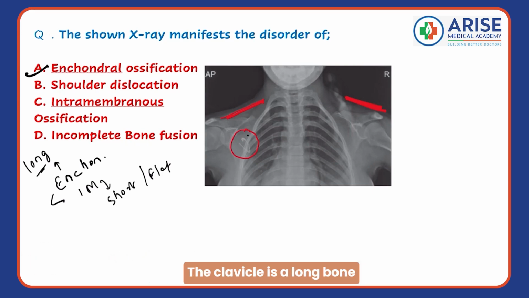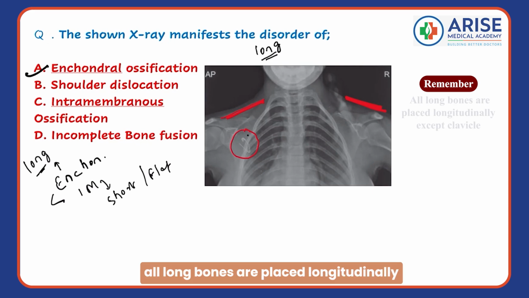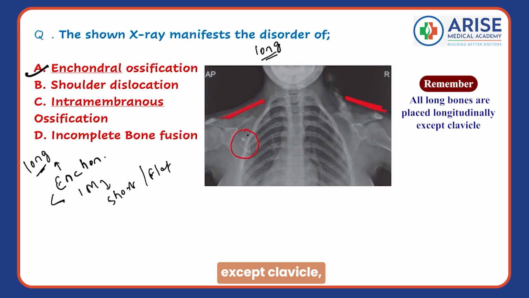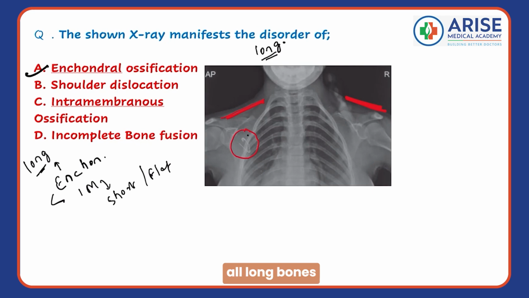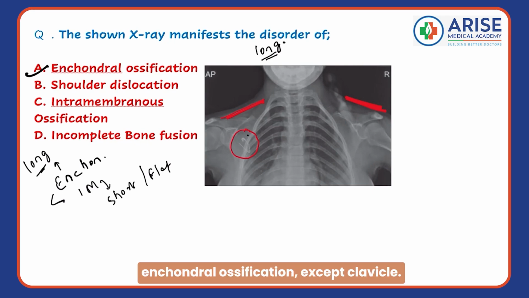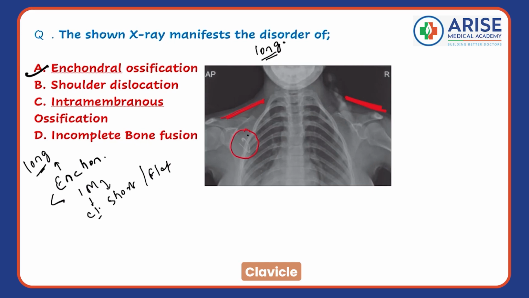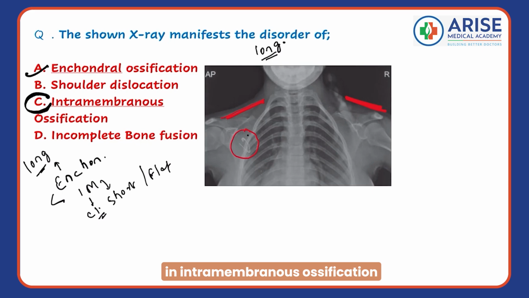The clavicle is a long bone. Remember, all long bones are placed longitudinally except the clavicle, which is placed horizontally. All long bones are formed by endochondral ossification except the clavicle, which has intramembranous ossification. So here there will be a defect in intramembranous ossification.